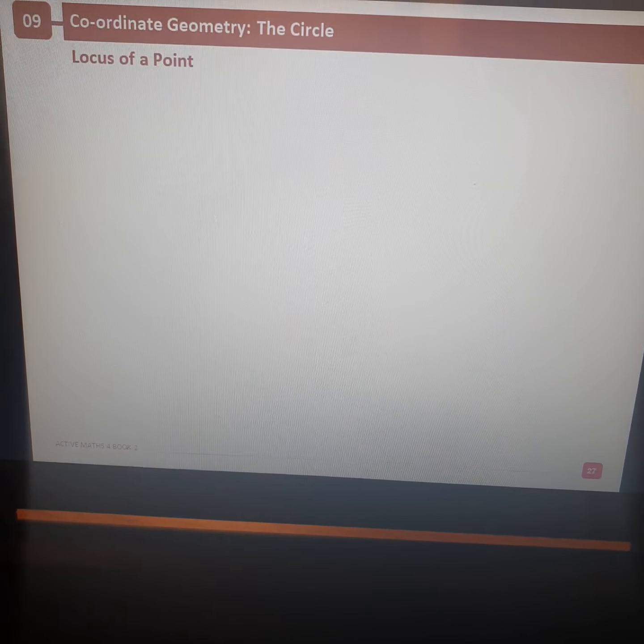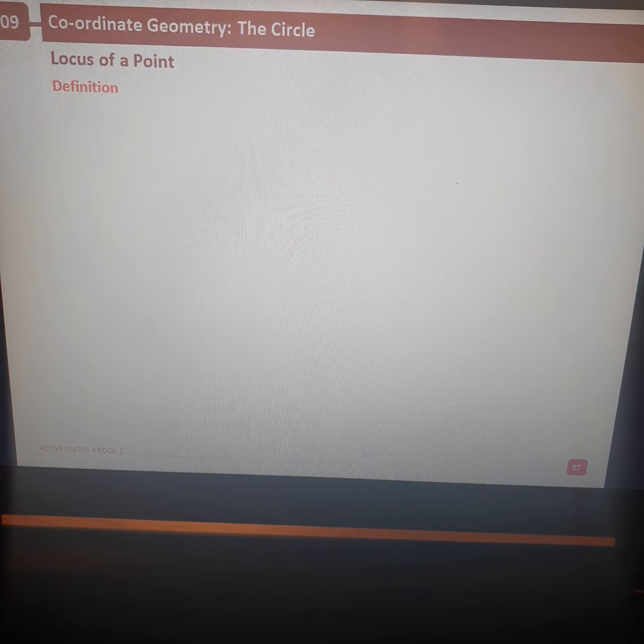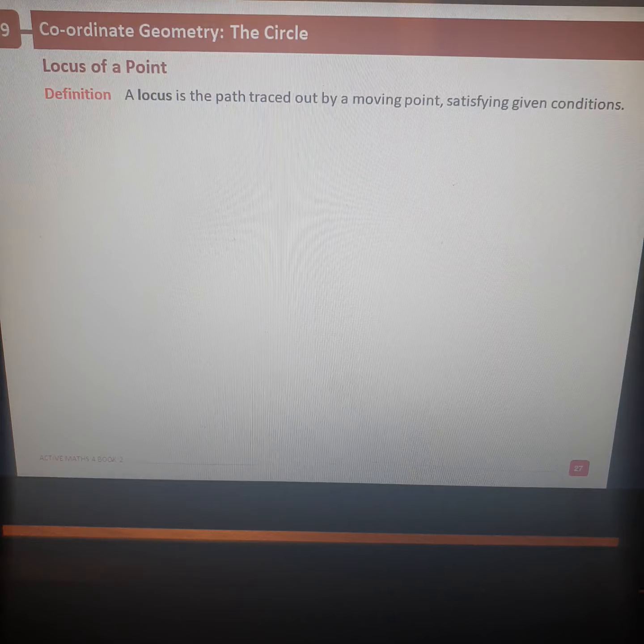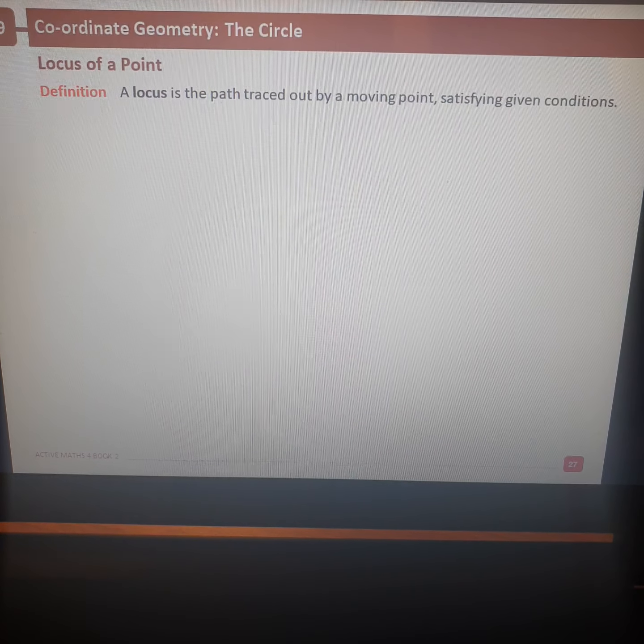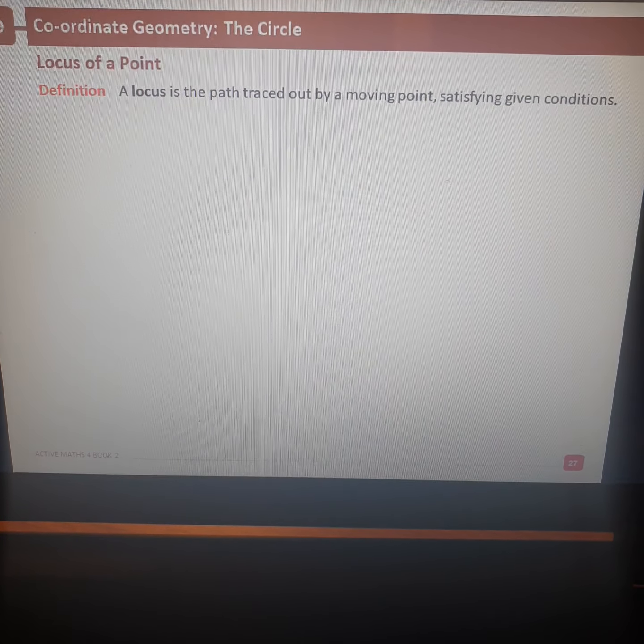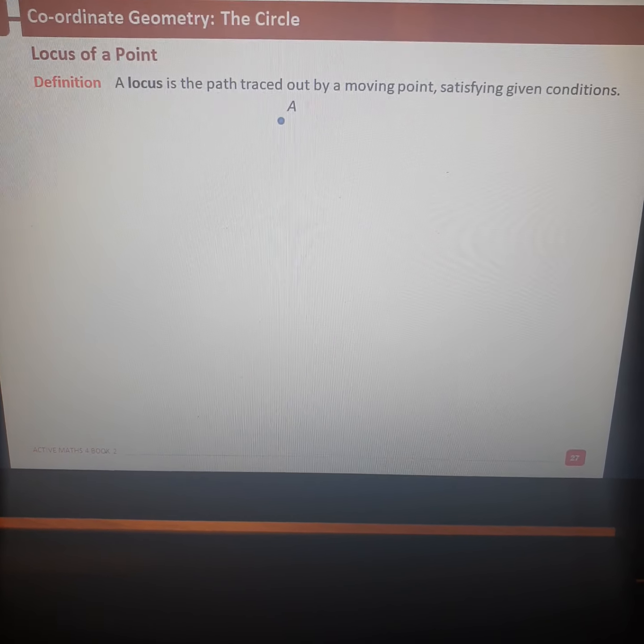Okay, another bit of information is the locus of a point, which can come up in a question. So what is the locus of a point? The definition: a locus is the path traced out by a moving point satisfying given conditions. What does that mean? So let's look at what we have here.